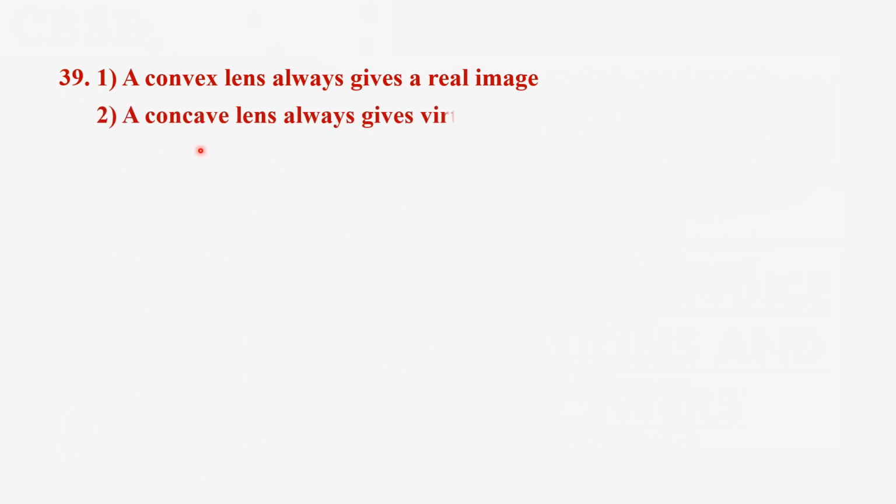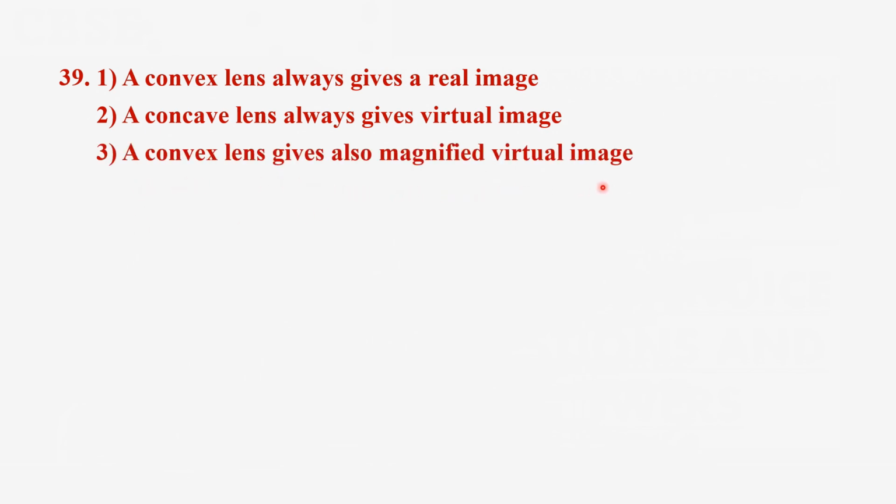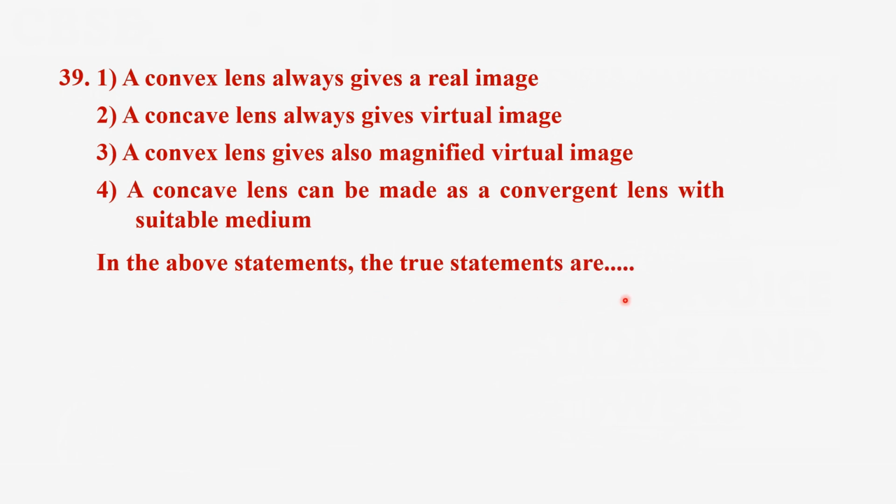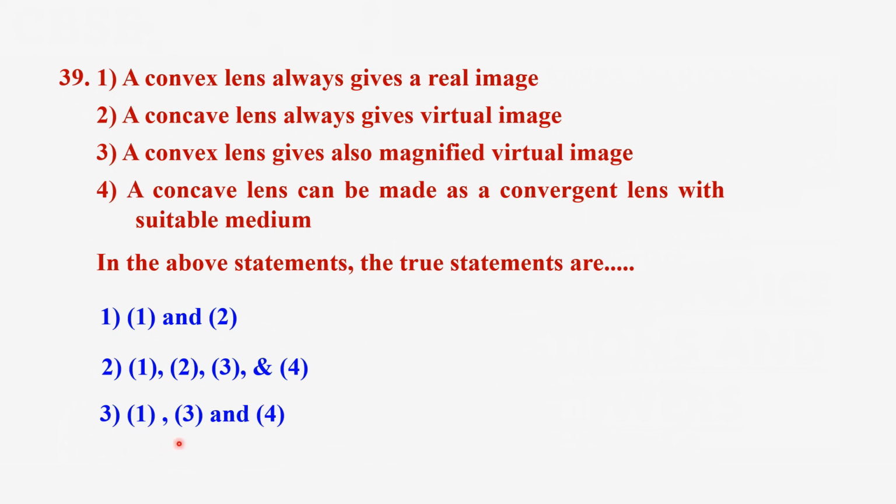In this question: 1, a convex lens always gives a real image. 2, a concave lens always gives a virtual image. 3, a convex lens also gives a magnified virtual image. 4, a concave lens can be made a convergent lens with a suitable medium. Here the true statements are: first option is 1 and 2, second option is 1, 2, 3 and 4, third option is 1, 3 and 4, fourth option is 2, 3 and 4.